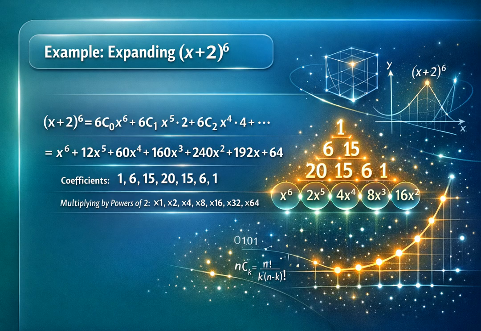Let's expand (x plus 2) to the 6. Using the theorem, 6C0 times x to the 6 plus 6C1 times x to the 5 times 2 plus 6C2 times x to the 4 times 4, and so on. This gives us x to the 6 plus 12x to the 5 plus 60x to the 4 plus 160x cubed plus 240x squared plus 192x plus 64. The binomial coefficients are 1, 6, 15, 20, 15, 6, 1.